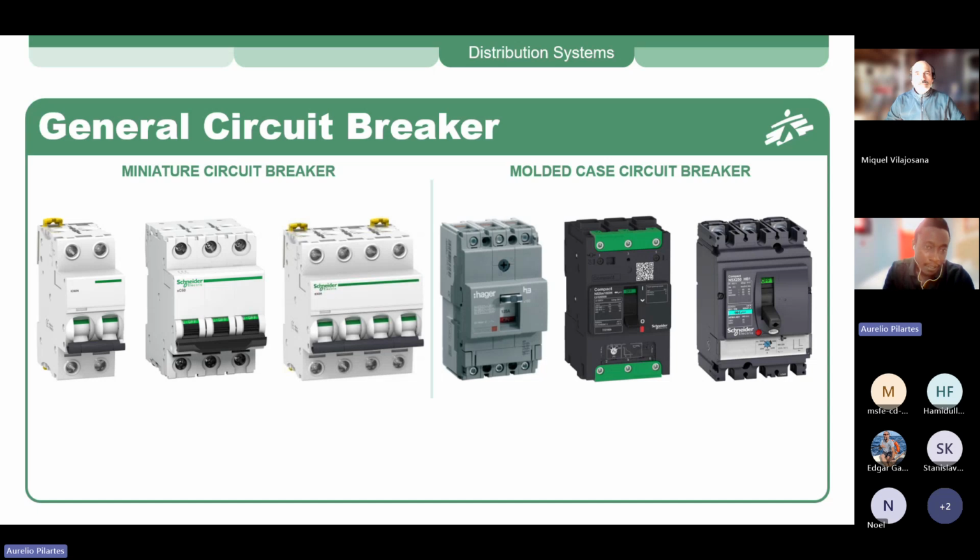Now, here we have some circuit breakers for the protection of the installation. We have the miniature circuit breakers on the left and molded case circuit breakers on the right. Does anyone know the difference between these two types of circuit breakers? I mean, there are several differences among them, but can anyone mention one difference? Yes, please.